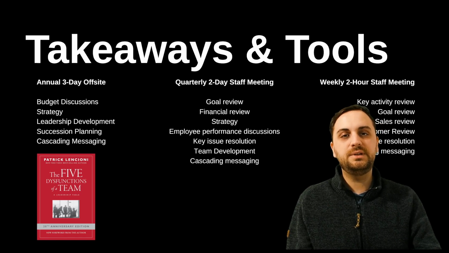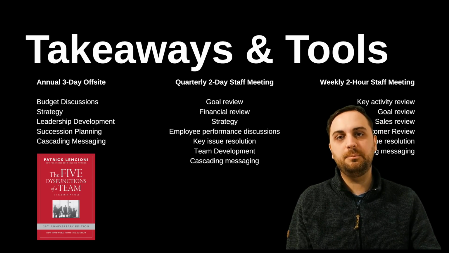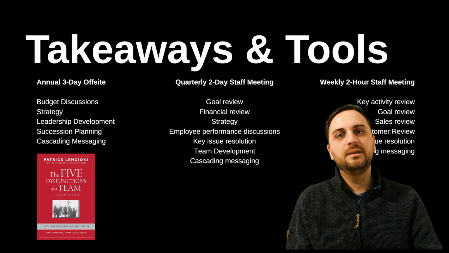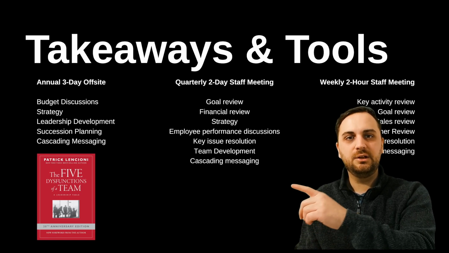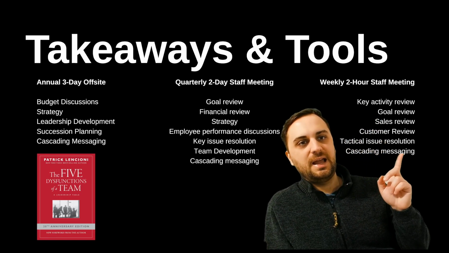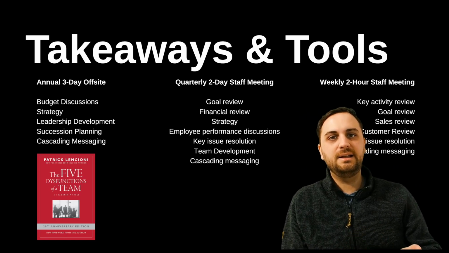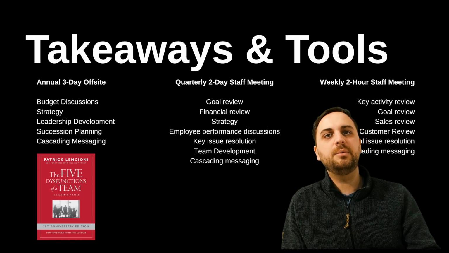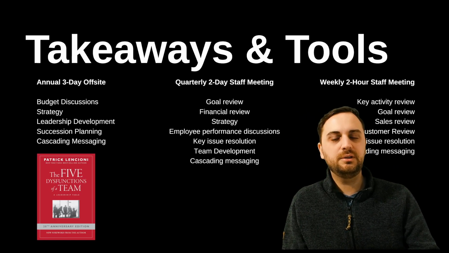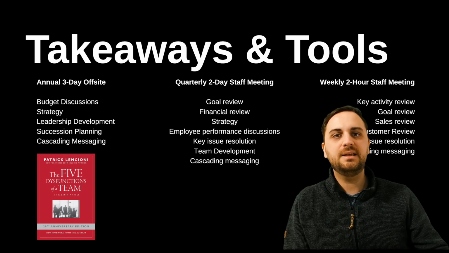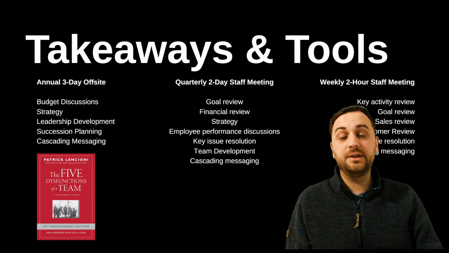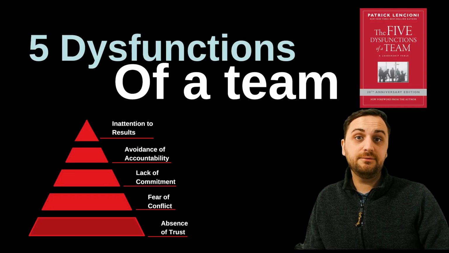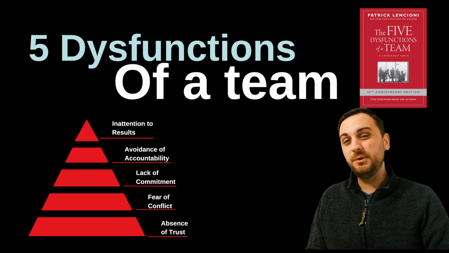Now, should you take this list carbon copy? No. Should you throw the whole thing out? Definitely not. Something important to note here is every single one of these ends with a cascading message. And that is to make sure that everybody understands super clearly what's going to be cascaded through the organization. I think it's a really important thing to do. And that's it for 5 dysfunctions of a team. I hope you found this useful.